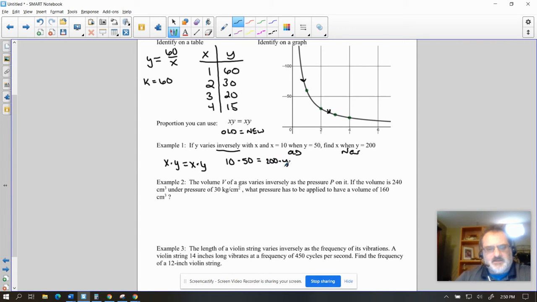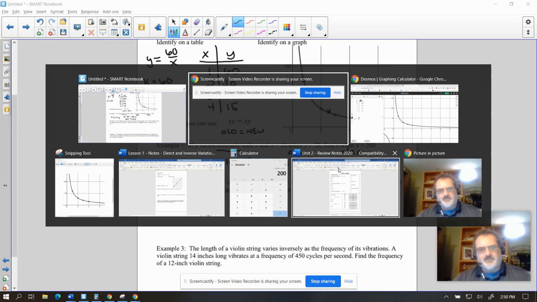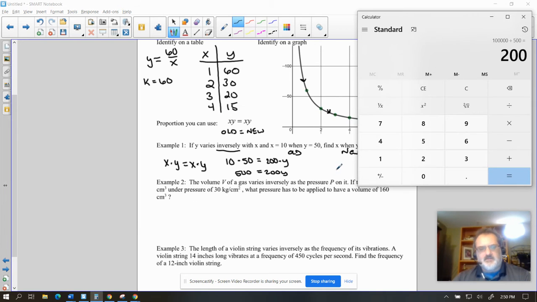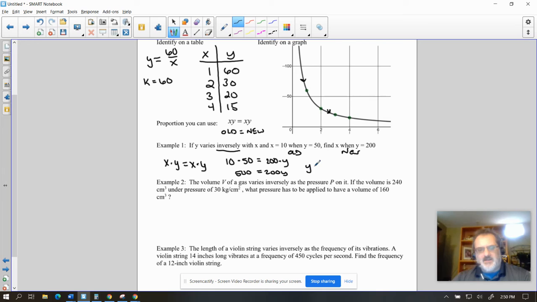times y. And this time in my setup, I do not need to cross multiply. I just multiply the same side. 10 times 50 is 500 equals 200y. Then I get out my calculator. 500 divided by 200 is 2.5. So my y is 2.5.